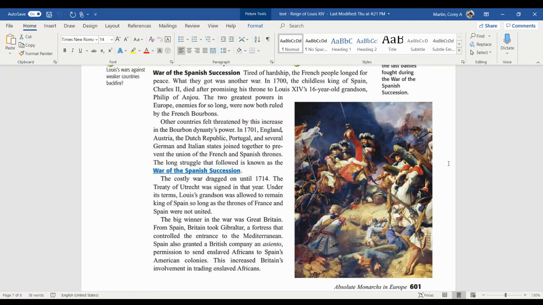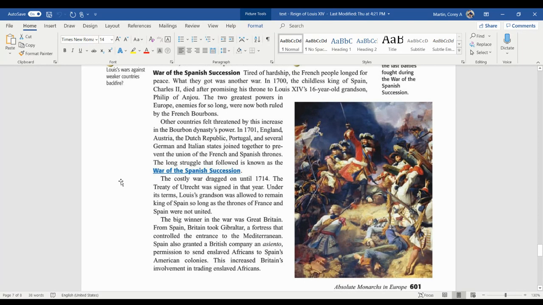Other countries felt threatened by this increase in the Bourbon dynasty's power. In 1701, England, Austria, the Dutch Republic, Portugal, and several German and Italian states joined together to prevent the union of the French and Spanish thrones. The long struggle that followed is known as the War of the Spanish Succession. The costly war dragged on until 1714.